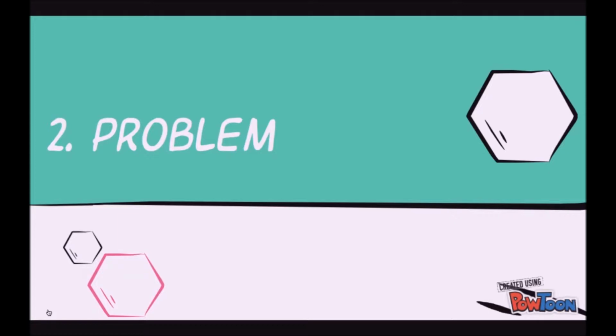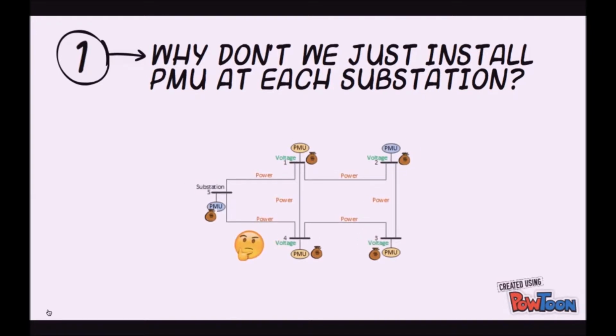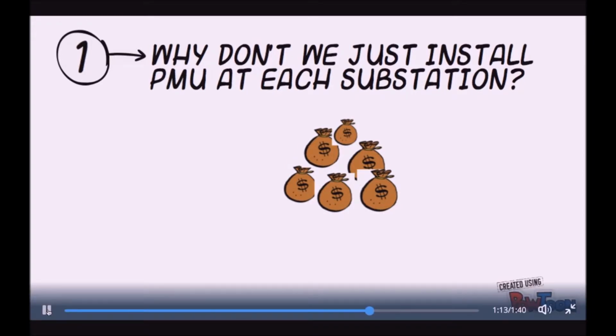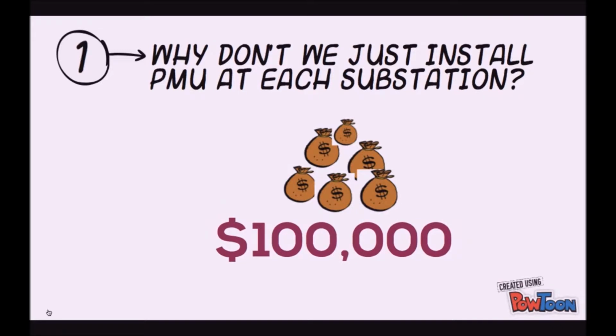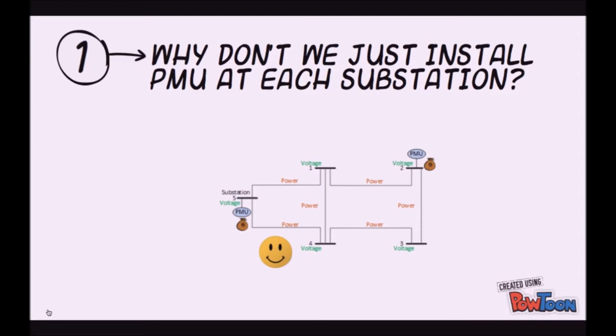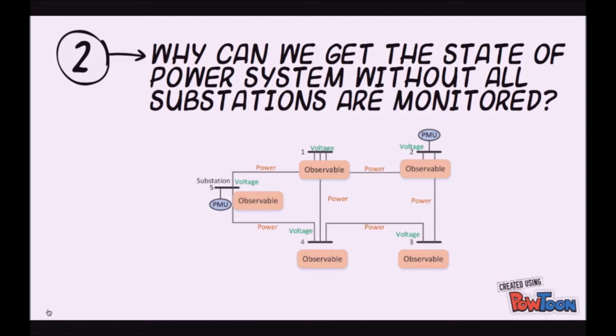There comes the problem. Why don't we just install a PMU at each node? Because of money. PMUs are extremely expensive. According to a report of the Department of Energy, the overall cost for a PMU is 100,000. Further, it's not necessary because we can know the system without all nodes being monitored. For example, if node 2 has a PMU, then we can know node 1 and node 3 because they are directly connected to node 2.